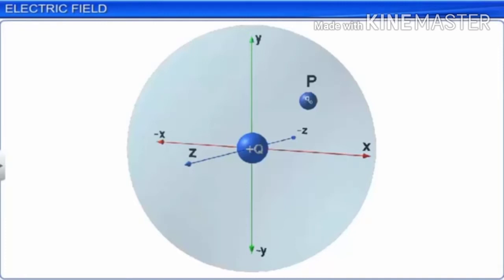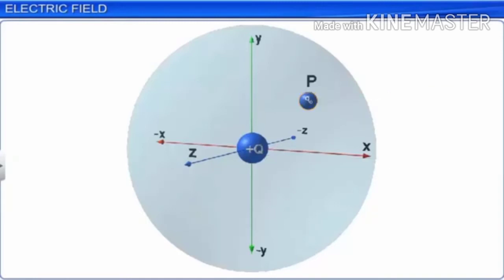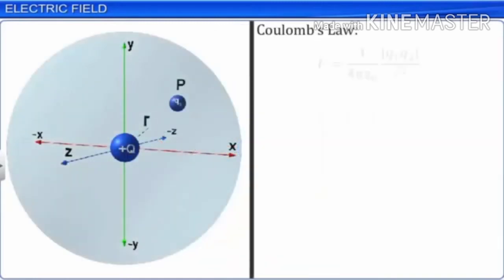Since charge q produces this electric field, this charge is called the source charge. Charge q0 is called a test charge, as it is used to study the effect of the electric field created by charge q. We can use Coulomb's law to calculate the force on q0 due to q.